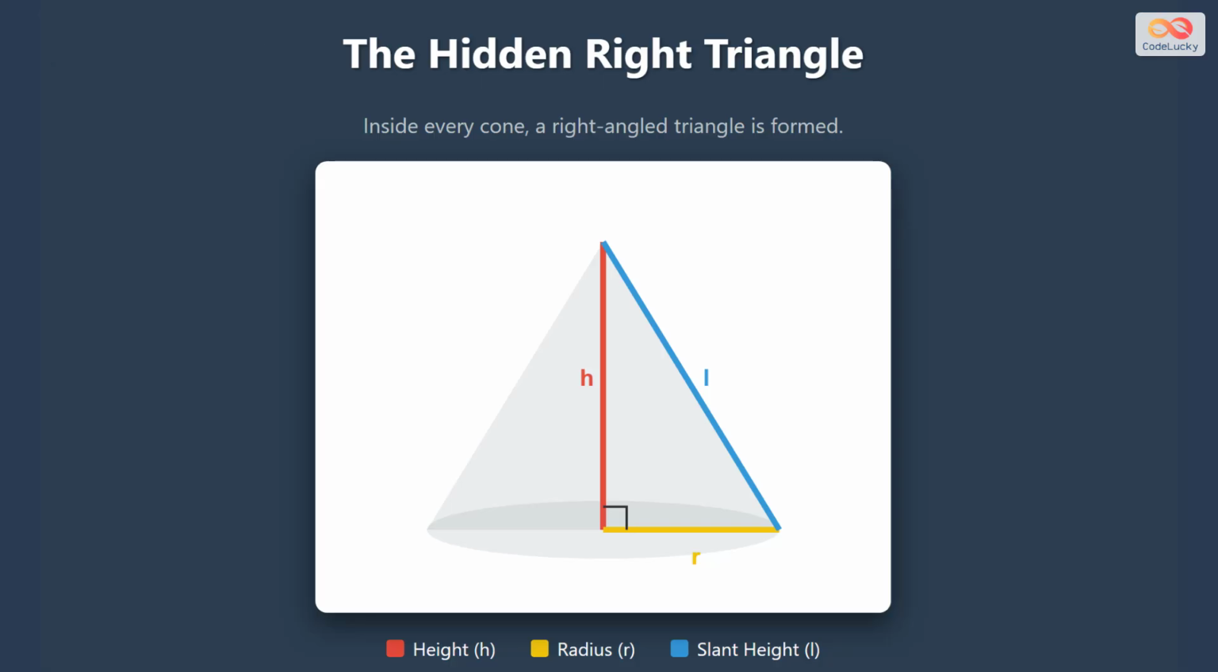Here is the key to understanding the math. If we look inside the cone, the vertical height, the radius of the base, and the slant height form a perfect right-angled triangle. The vertical height and radius are the legs, and the slant height is the hypotenuse.